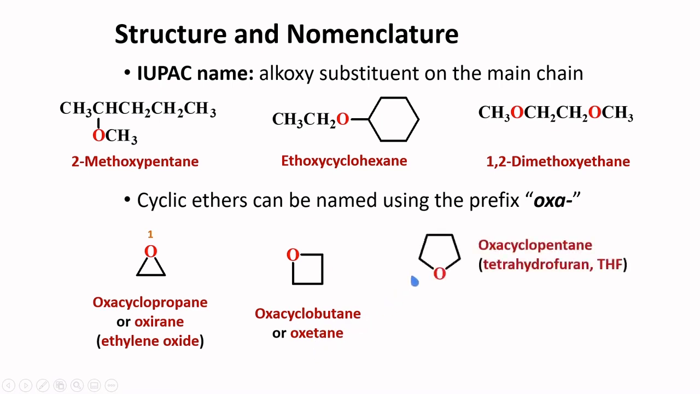A 5-membered ring is called oxacyclopentane. The common name of this compound is tetrahydrofuran or THF. This ring structure contains 2 oxygen atoms, and the name is 1,4-dioxacyclohexane or 1,4-dioxane. 1 and 4 pertains to the relative positions of the oxygen atoms. 1 here and 4 here.